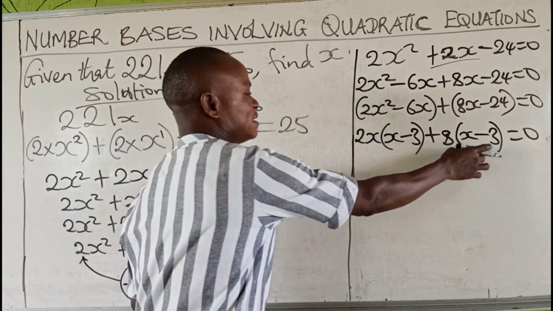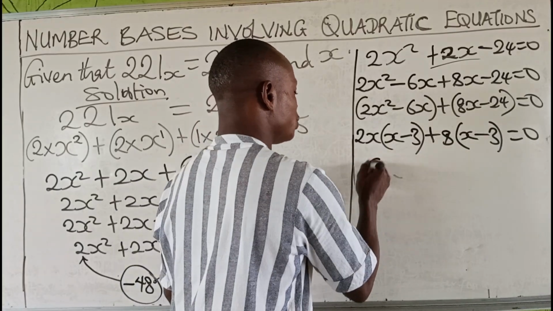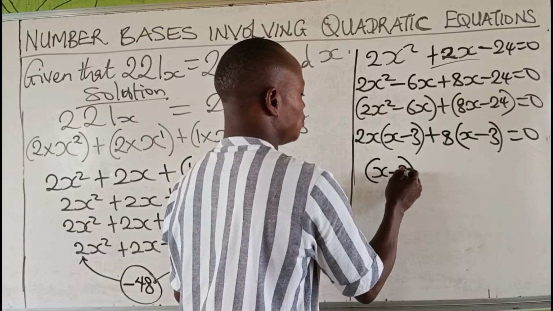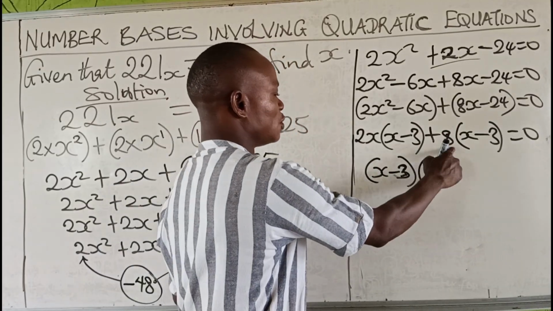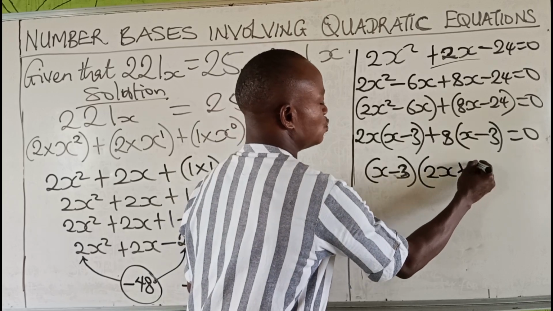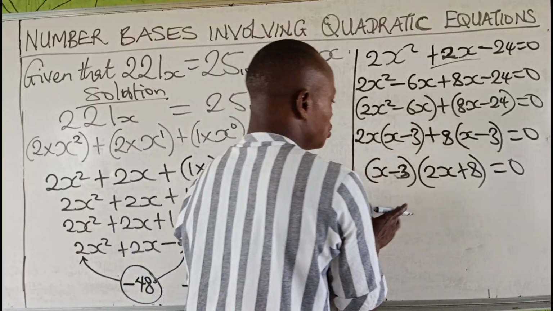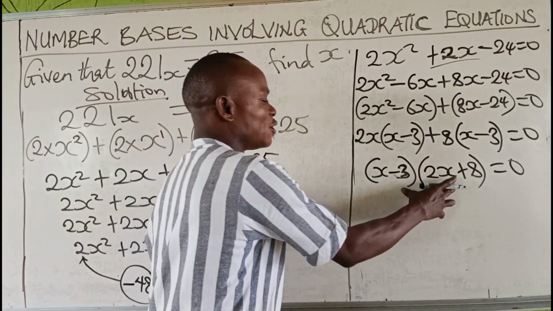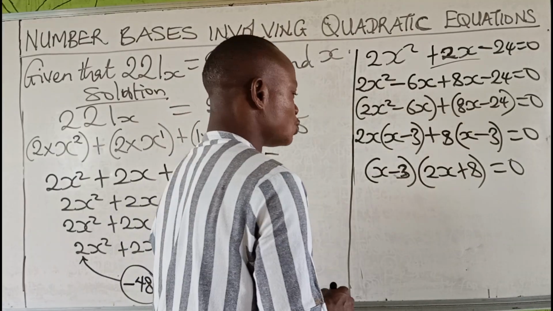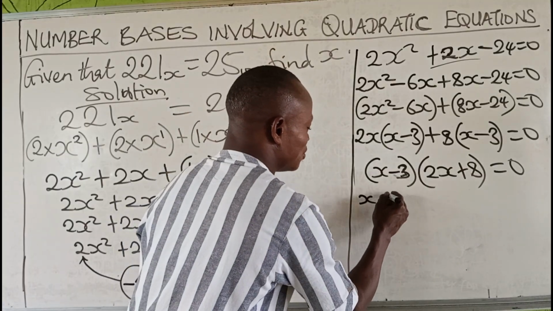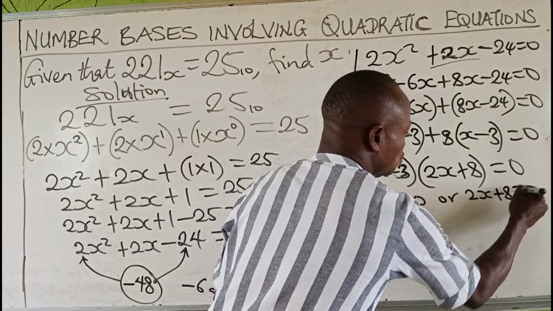Now we factorize again. The two brackets are the same, so x minus 3 is common. That is the meaning. So we bring out x minus 3. Then whatever is left will be enclosed in a new bracket, which is 2x plus 8, equal to 0. Now, this is a multiplication expression, and for two terms to multiply and the answer is 0, that means one of them is definitely equal to 0. So either x minus 3 equal to 0 or 2x plus 8 equal to 0.